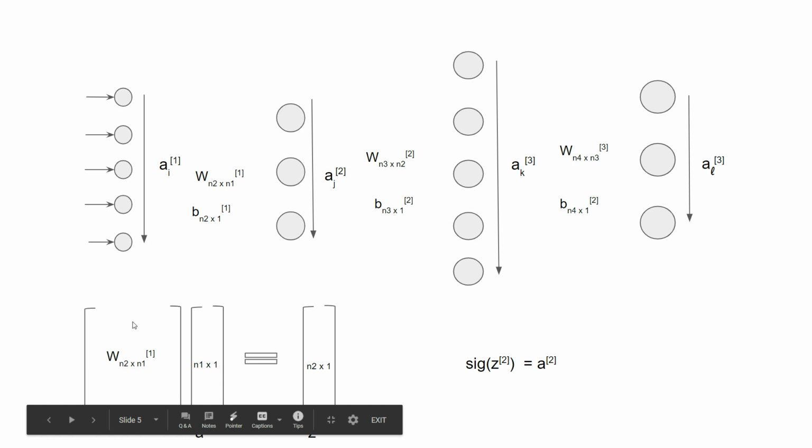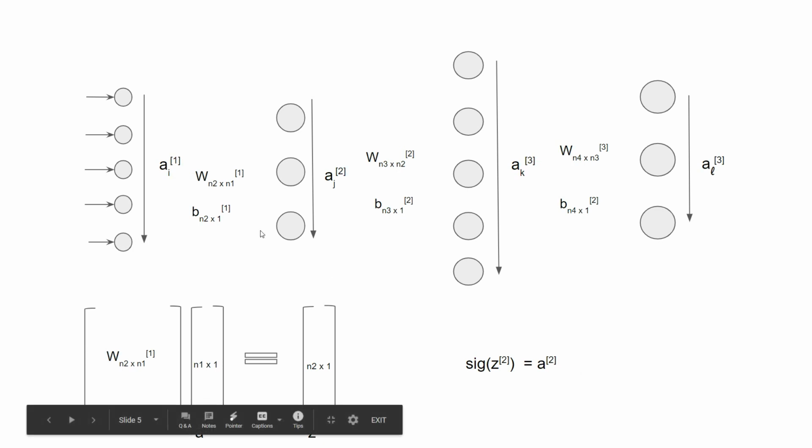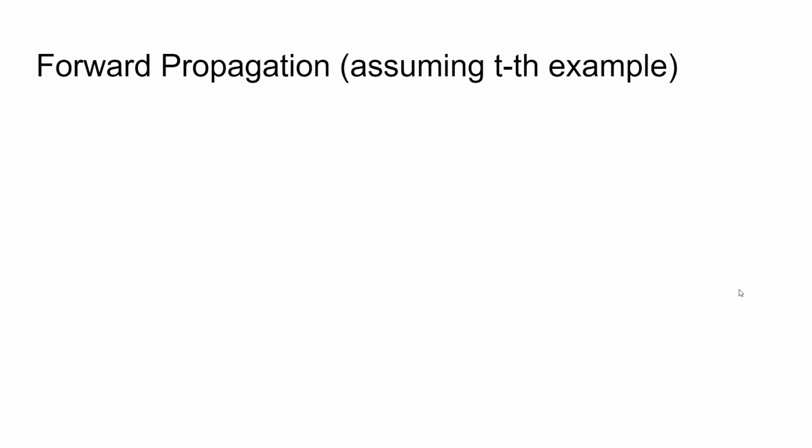Please read these equations from left to right to understand better, because the input is going from left to right. Forward propagation, assuming the tth example. The first step of our propagation is assigning the tth example as ai1 for i from 1 to n1.